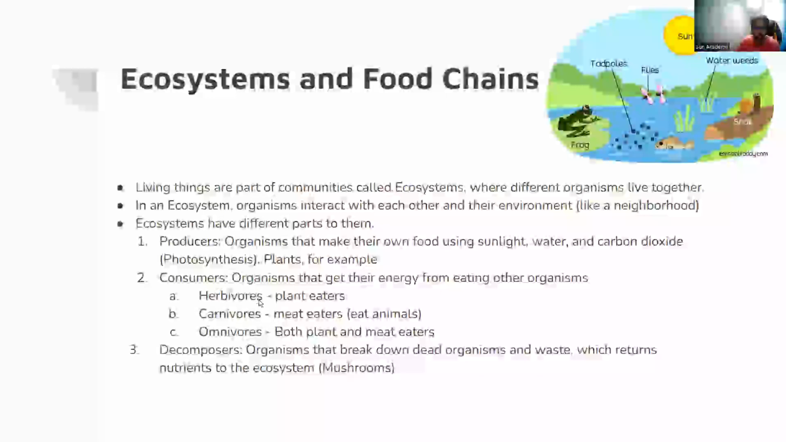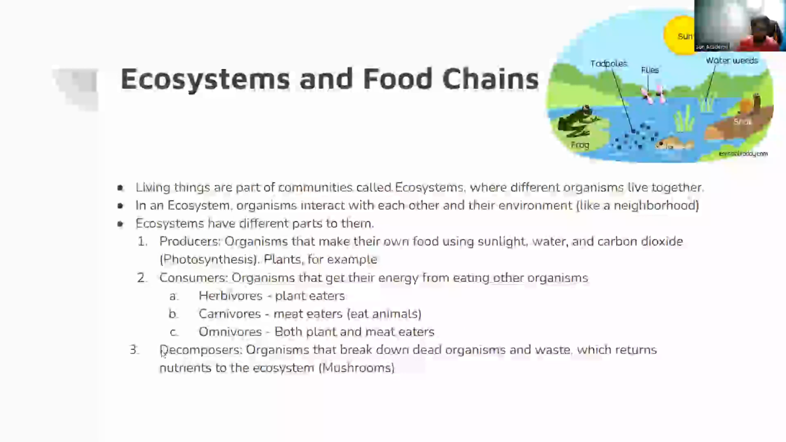Number one, we have herbivores, and herbivores are basically plant eaters. Next, we have carnivores, and carnivores are meat eaters, so they eat animals. And last but not least, we have omnivores, which are both plant and meat eaters.